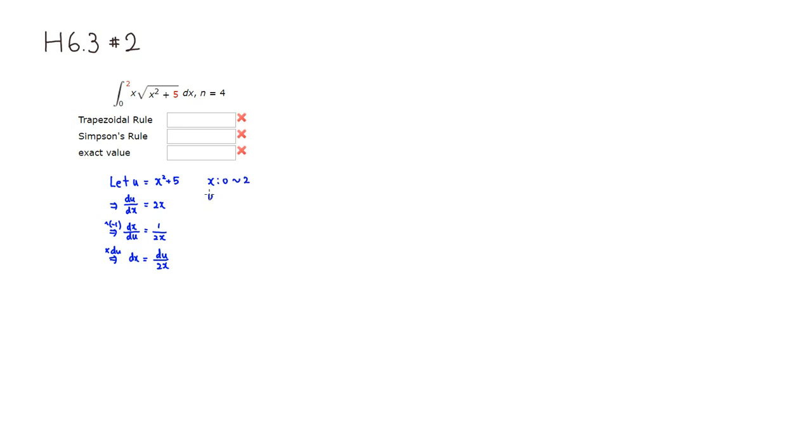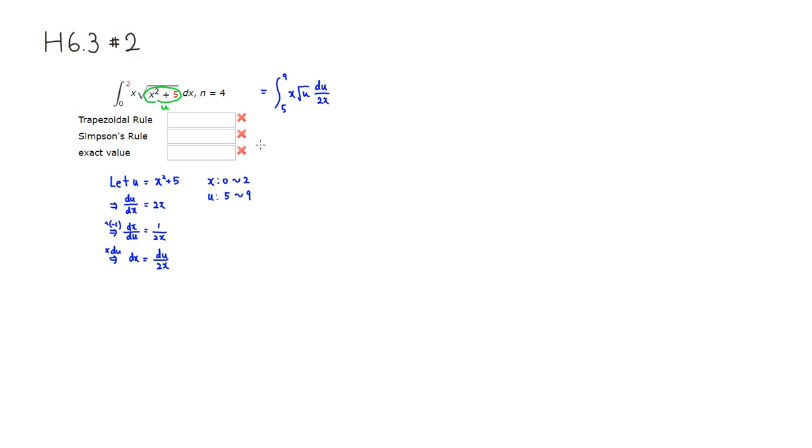Also, the lower limit is 0 and the upper limit is 2. We have to convert them to corresponding u values. Plug in 0: 0 squared plus 5 is 5, and 2 squared plus 5, 4 plus 5, is 9. So this is equal to the integral from 5 to 9. Then you have an x, and inside the square root, which we decided to call u, so we have square root of u. Then dx is the same thing as du over 2x.